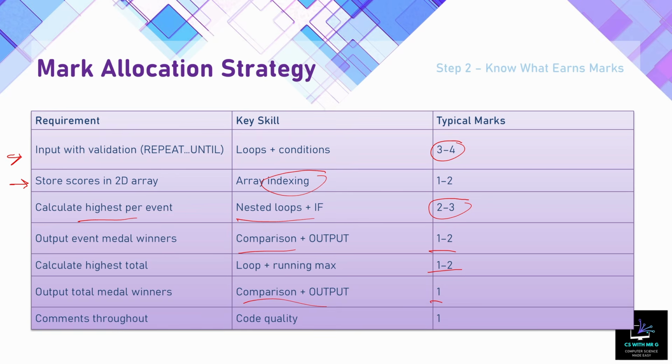Outputting the medal winners at the end, 1 mark. And then commenting your code, also 1 mark, as long as you do it properly. This is something I'll speak about at the end. Make sure you stick around for that so you're not losing out on this mark.